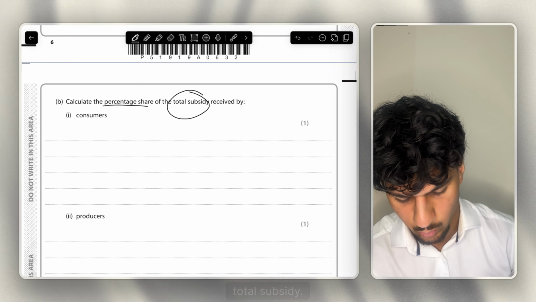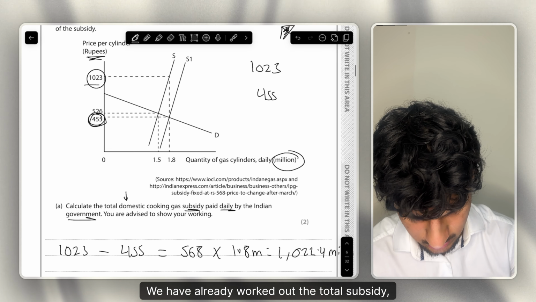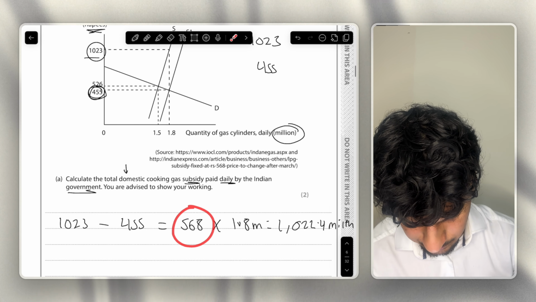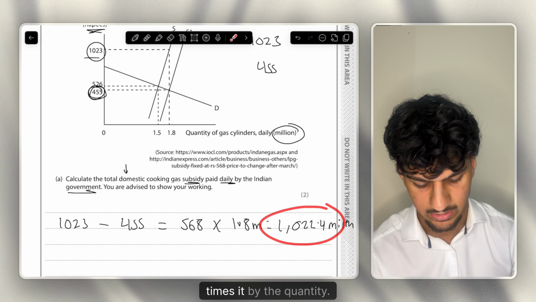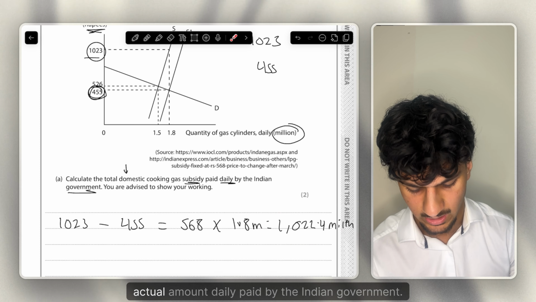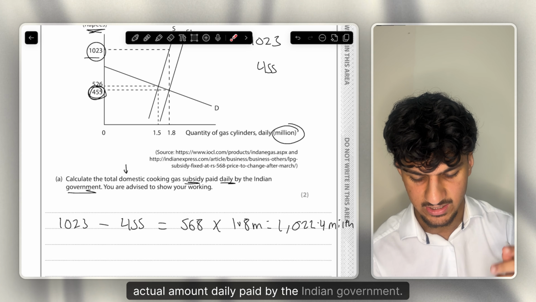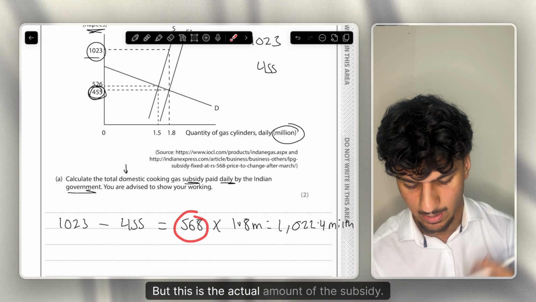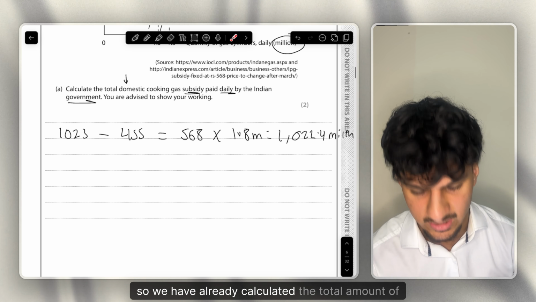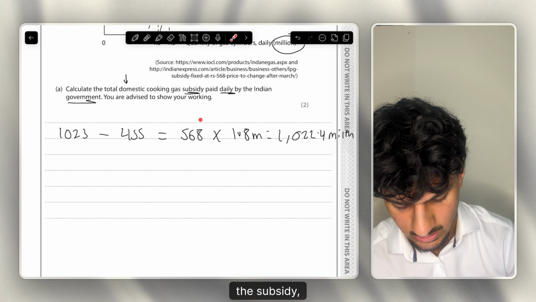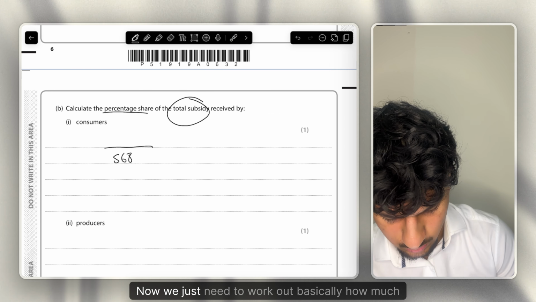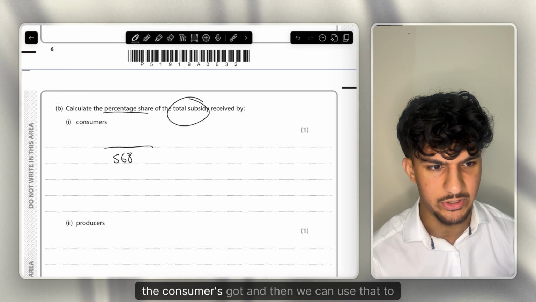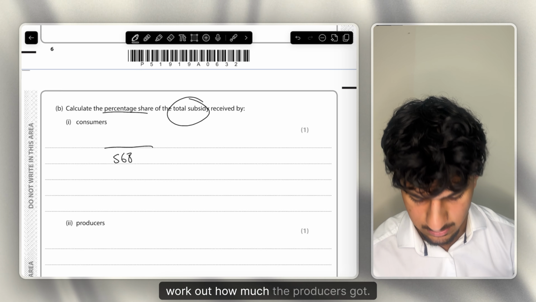Total subsidy, we have already worked out the total subsidy, which is this number here. That is 568, because remember, this is just timesing it by the quantity. This is the actual amount daily paid by the Indian government, the actual amount of the subsidy. So we have already calculated the total amount of the subsidy, which would be 568. Now we just need to work out how much the consumers got, and then we can use that to work out how much the producers got.